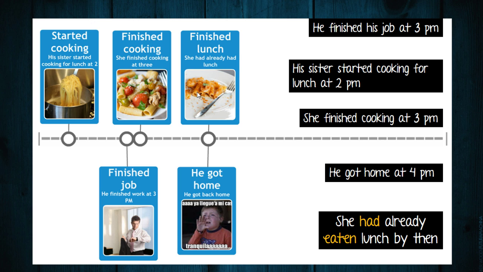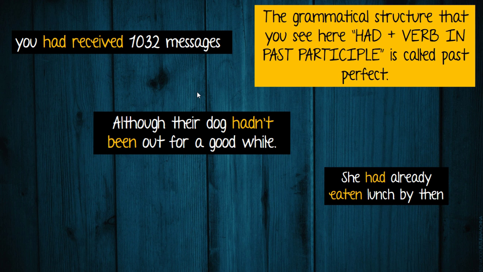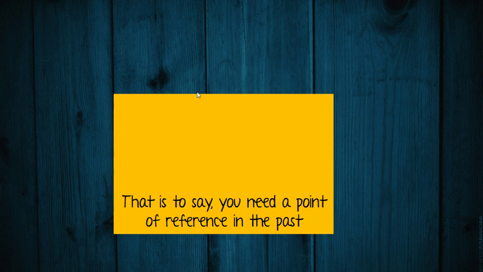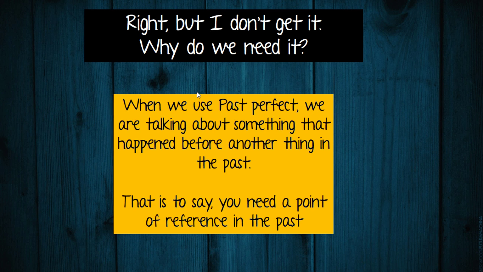I don't know if you understand. But we're going to watch a video anyway, so you'll understand. Alright? Good. So as I said, you need a point of reference in the past in order to use past perfect. When we use past perfect, we are talking about something that happened before another thing in the past.